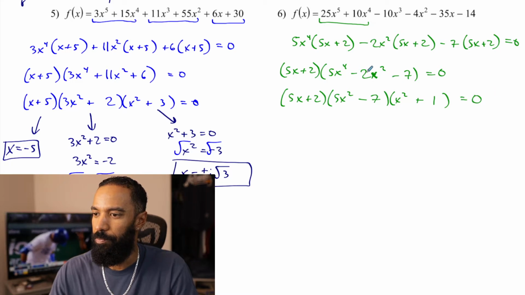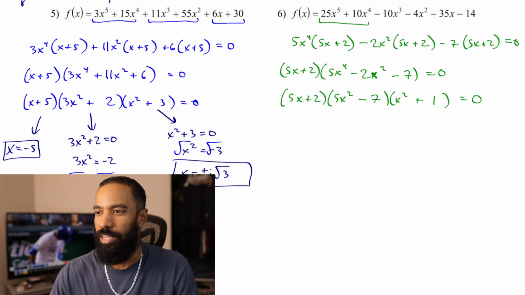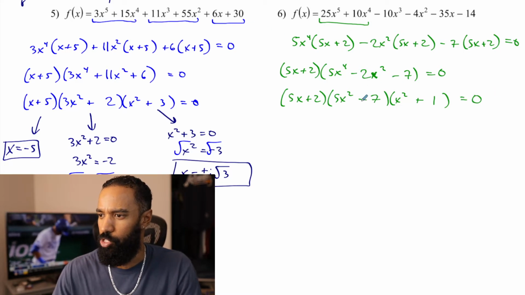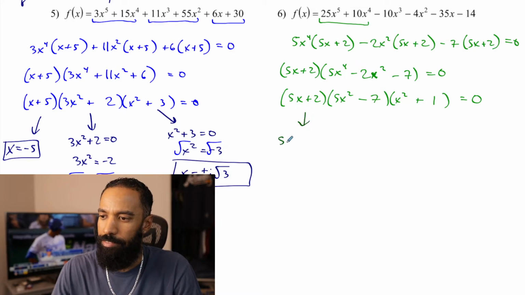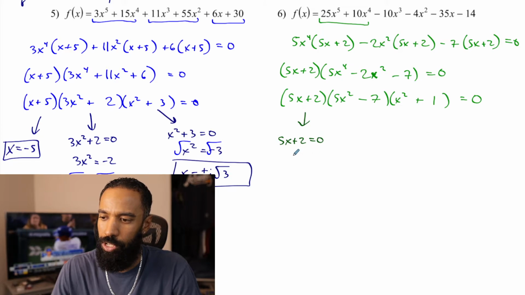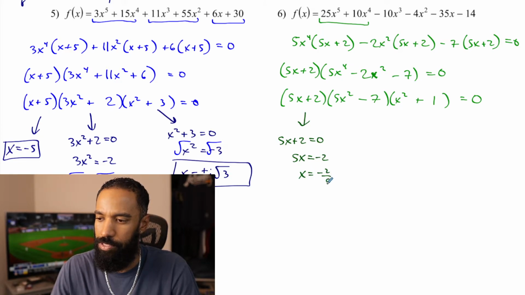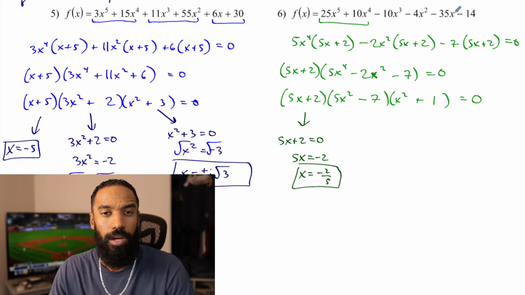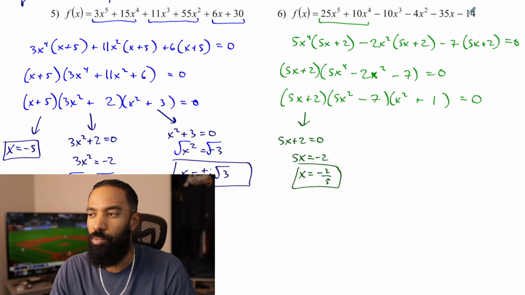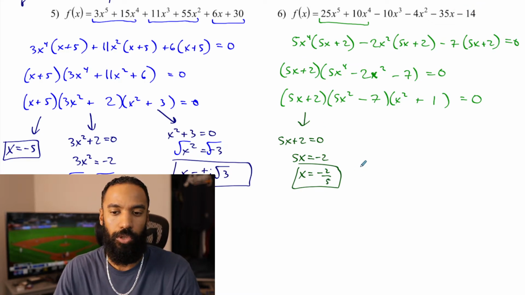That equals 0. So it looks a lot like the previous one, only one of my sets will just be irrational, not imaginary or complex. So 5x plus 2 equals 0. 5x equals negative 2. x equals negative 2/5. There's my one rational solution. And if you used the rational root theorem right there, negative 2/5 is the only one that would have worked out.